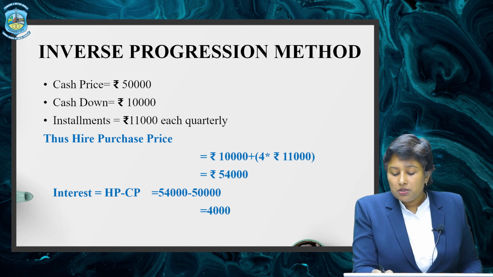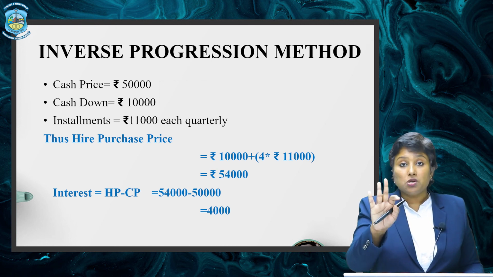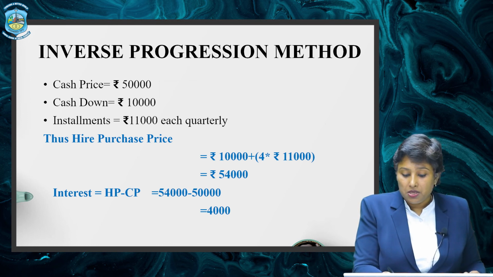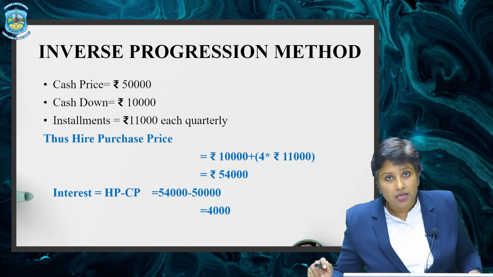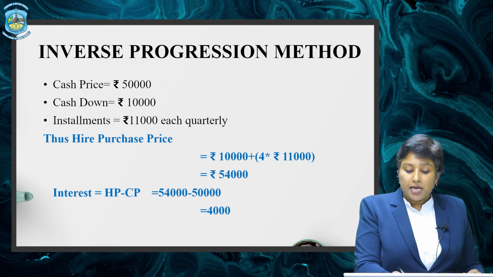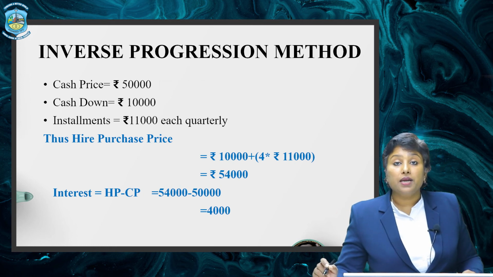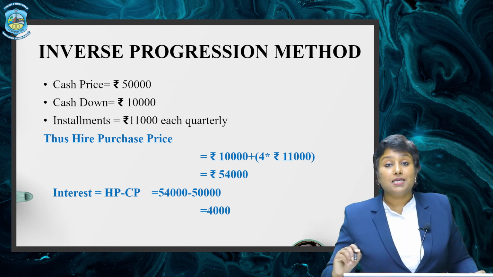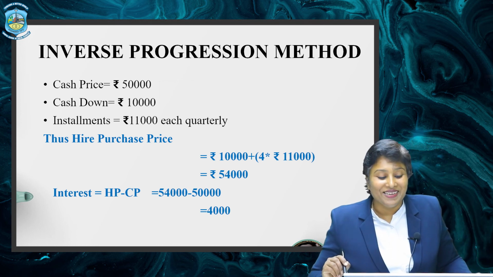Add the down payment to the installments. 4 installments of 11,000 each make 44,000. Add the down payment of 10,000. You get the total hire purchase price of 54,000. Right? Now deduct the cash price from this hire purchase price to get the aggregate interest. Let's have a quick look at how interest is calculated. It is very interesting.